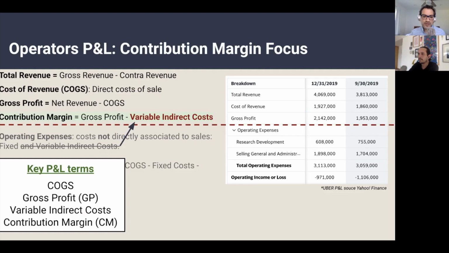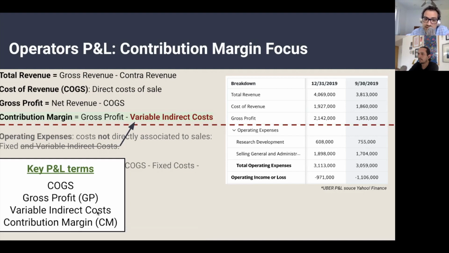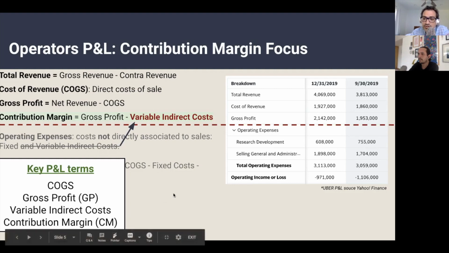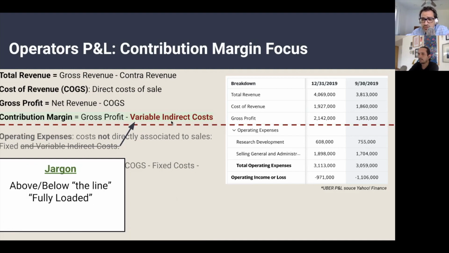So the real key P&L terms to take away here are COGS, cost of goods sold. This is what we call the direct cost of sales. Gross profit, which is what you get after you've subtracted out these direct costs of sales from your revenues. Variable indirect costs. These are the costs that are not directly associated with the sales, but they indirectly are associated. And then contribution margin, right? What you actually are making after you've taken into account these variable indirect costs. And some of the jargon that we mentioned: above, below the line.